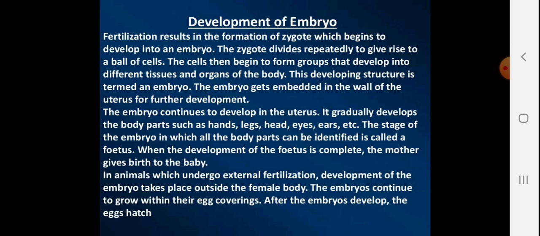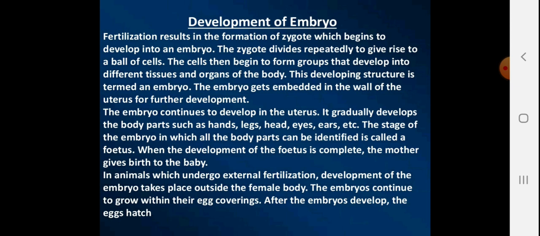The embryo continues to develop in the uterus. It gradually develops the body parts such as hands, legs, head, eyes, ears, spinal cord, and brain. The stage of the embryo in which all the body parts can be identified is called the fetus. So once you can identify all the body parts, that is known not as an embryo but as the fetus. When the development of the fetus is complete, the mother gives birth to the baby.